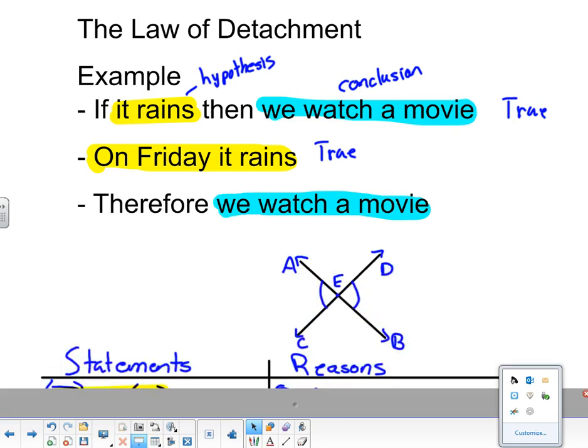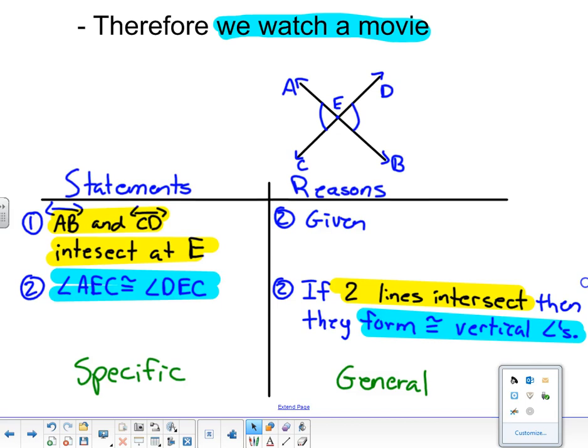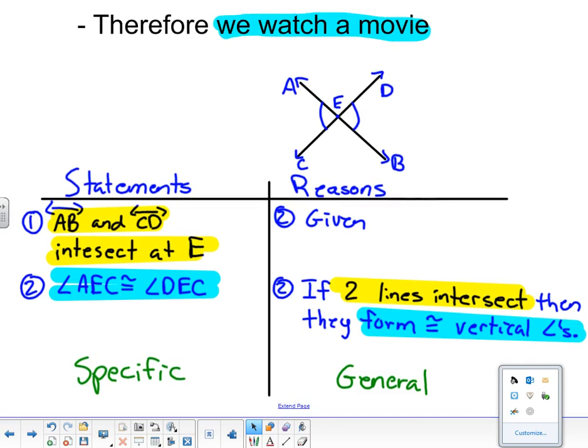Let me give you an example of this with something we've done with one of our proof parts here. Okay, here's a picture, and let's say our statement is lines AB and CD intersect at E, and we know that because it's given. We can make a conclusion that angle AEC is congruent to angle DEB. I wrote the wrong letter there. That should be angle DEB. Okay, I've marked those up here. And the reason is, if two lines intersect, then they form congruent vertical angles.